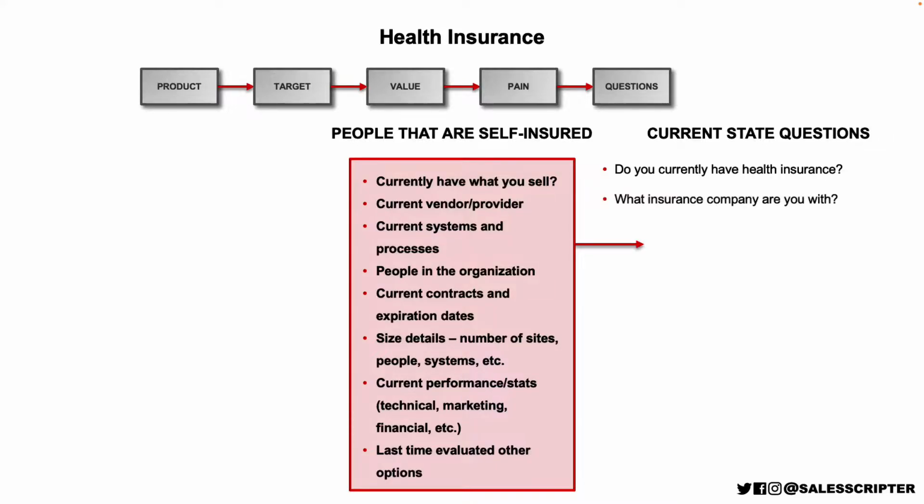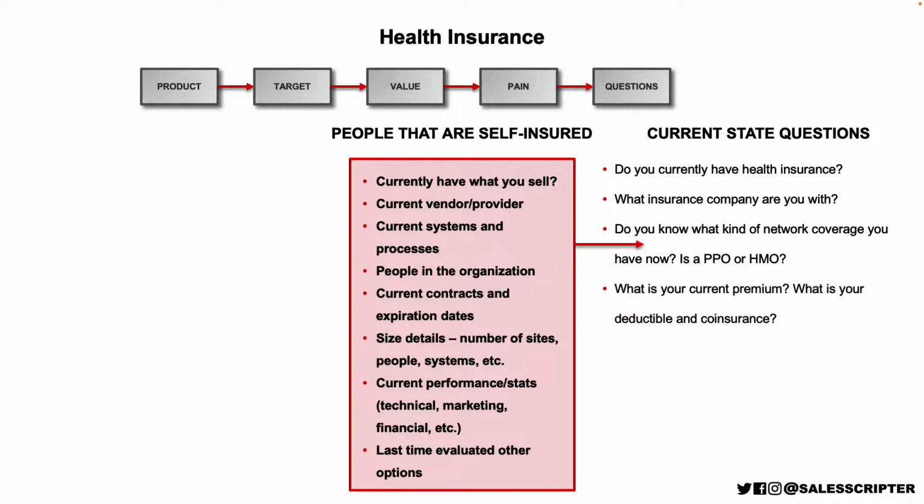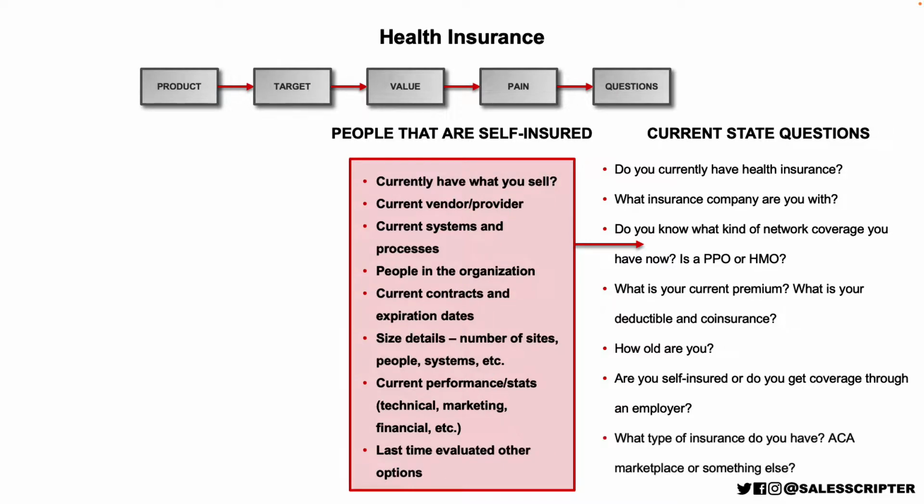Do you currently have health insurance? What insurance company are you with? Do you know what kind of network coverage you have now? Is it PPO, HMO? What is your current premium? What is your deductible and coinsurance? How old are you? Are you self-insured or do you get coverage through your employer? What type of insurance do you have? ACA, Marketplace, or something else?